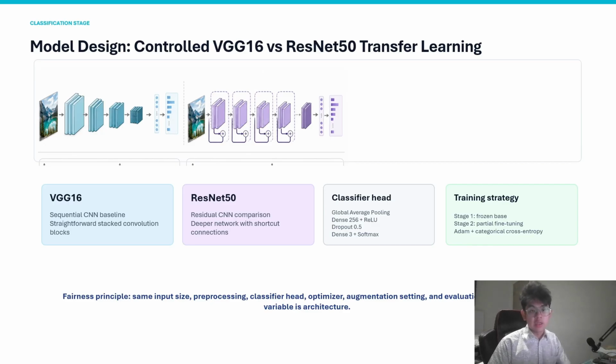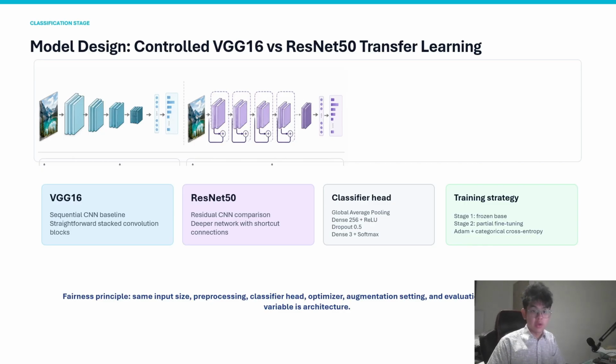The model design is a controlled VGG16 versus ResNet50 transfer learning. In the classification stage, I compare two architectures, which are VGG16 and ResNet50. VGG16 is used as the sequential CNN baseline. It has a straightforward structure with stacked convolutional blocks, which makes it suitable as a comparison model. ResNet50 is used as the residual CNN comparison model. The main advantage of ResNet50 is its shortcut connections, right? These allow information to pass more directly through deeper layers. This may help the model learn more complex features while preserving low-level visual details.